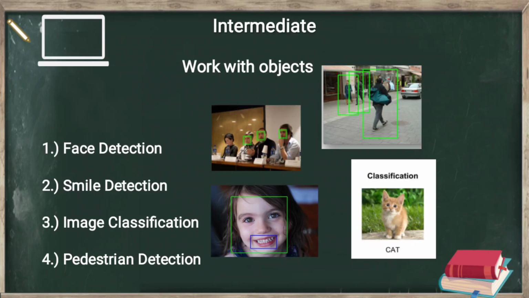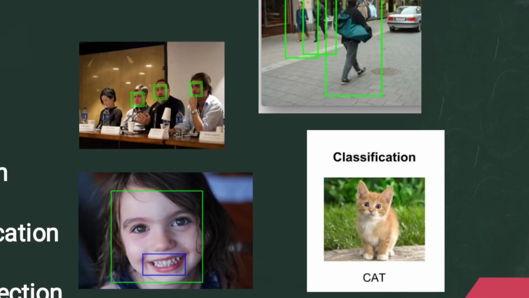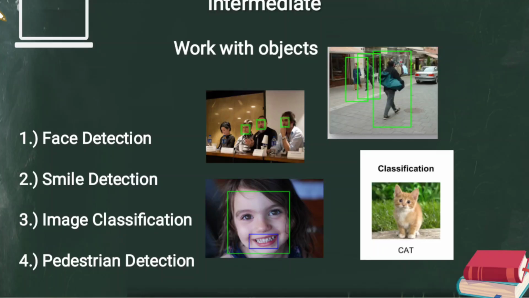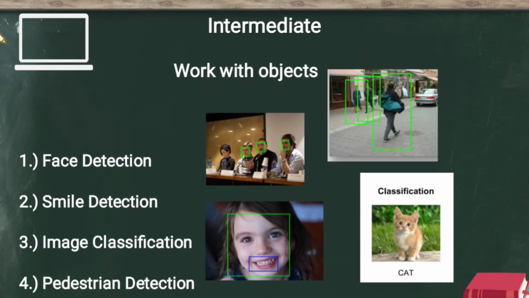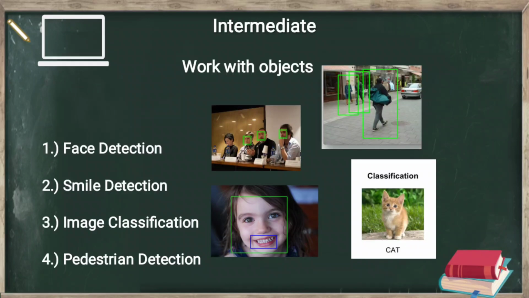The third project is image classification. What is classification? The purpose of this project is to classify images where a set of target classes is defined. So it's a kind of supervised learning problem. It is classifying this as a cat, or it can classify something as a dog, it can classify fruits and anything. And the fourth project is pedestrian detection, which is a very interesting project, guys.